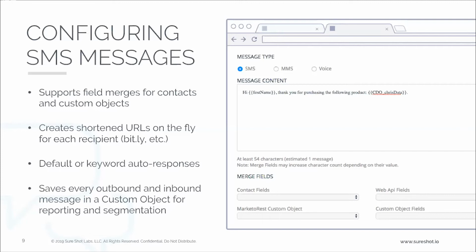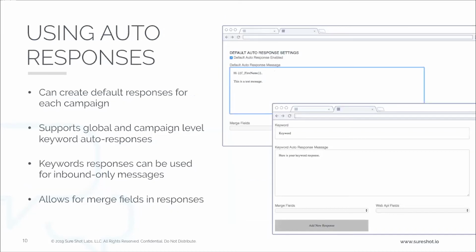And instead of creating multiple different types of messages for all those, you could do a single message and use dynamic content rules inside of the message builder to do some personalization based on that type of content and message. As I mentioned, auto responses.